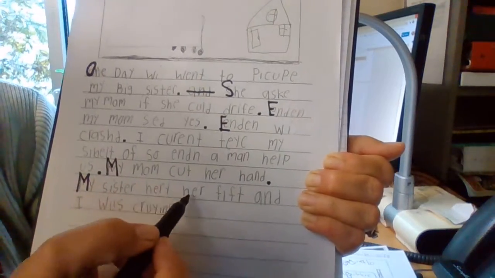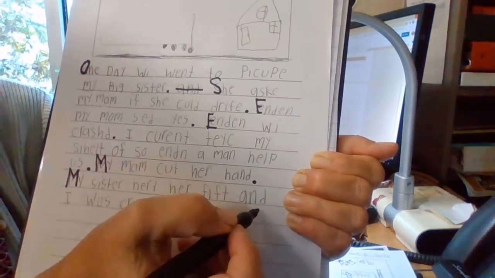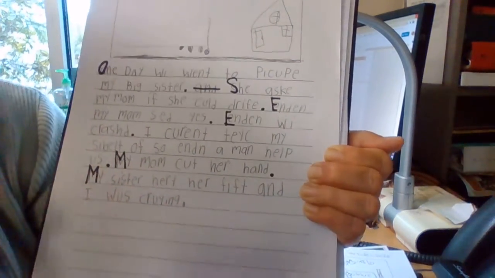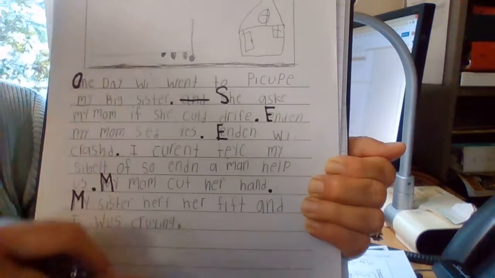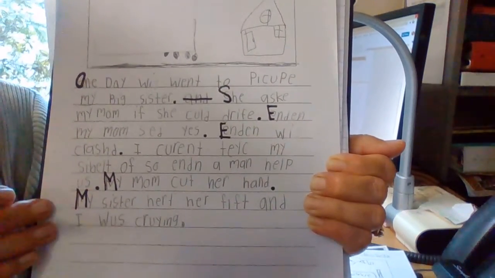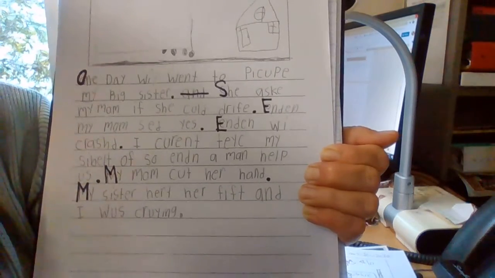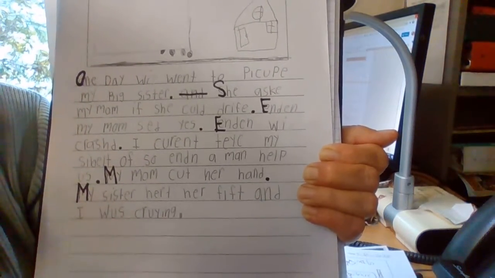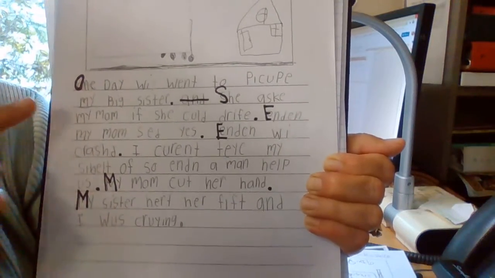My sister hurt her foot. And I was crying, period. So if you have one big long sentence, you have to make it into smaller sentences because a sentence carries a complete thought. So now let's read this to see if it makes more sense.